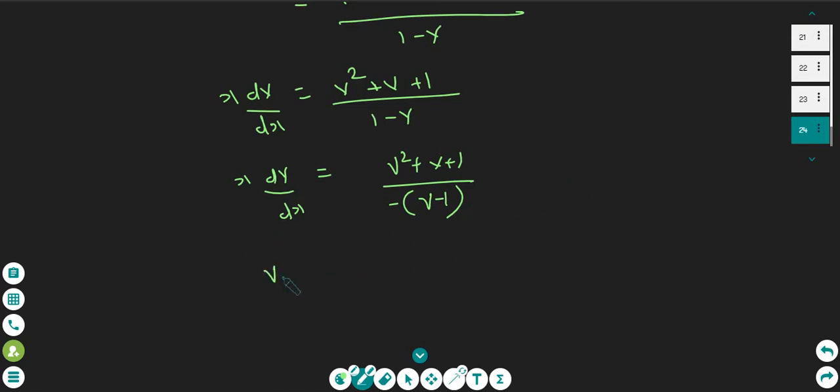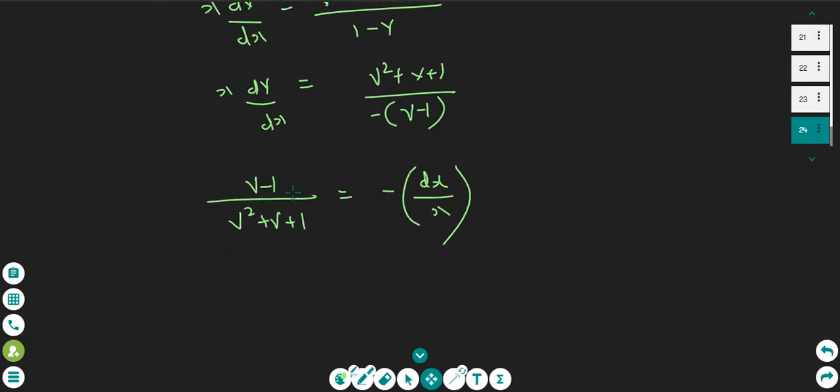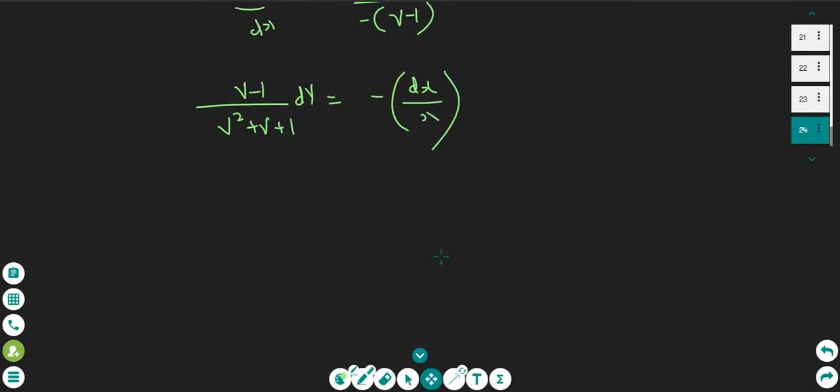So I'm going to write down this as v minus 1 divided by v squared plus v plus 1 dv, and this will become negative of dx by x. This negative remains on the RHS only. The rest of them are taken onto this side. I forgot to put the dv here, so here we have a dv. Now as we have separated the variables, we have to integrate.